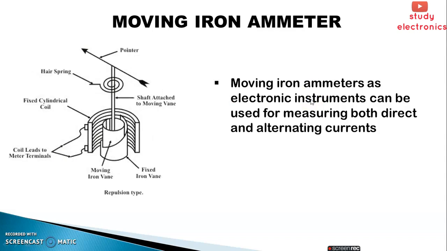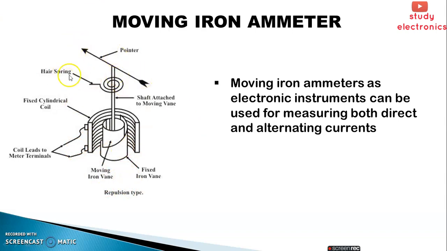Then moving iron ammeter. Moving iron ammeter as an electronic instrument can be used for measuring both direct current and alternating current. So this is a representation of a moving iron ammeter, that is repulsion type. So moving iron is of two different types, attraction type and repulsion type. So this is the repulsion type.